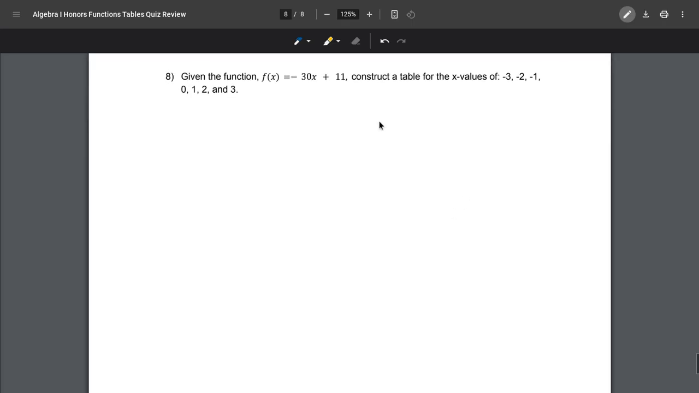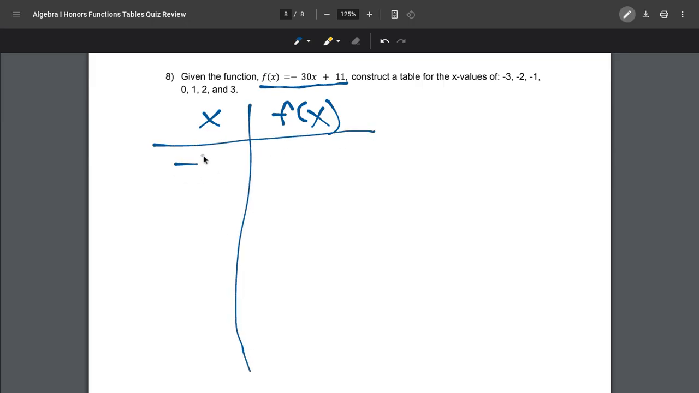All right, next one we have a linear function f of x equals negative 30x plus 11. So the slope is negative 30 and the intercept is 11. And this time we want to go from negative 3 to positive 3 on our table. So I'm going to do my x value, my f of x value. Okay, negative 3, negative 2, negative 1, 0, 1, 2, and 3.